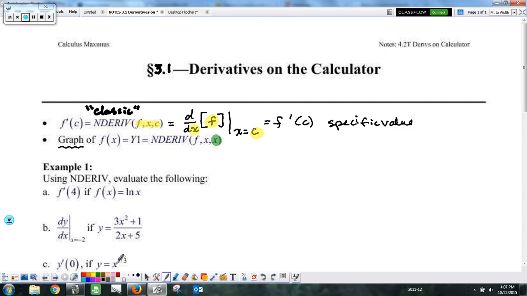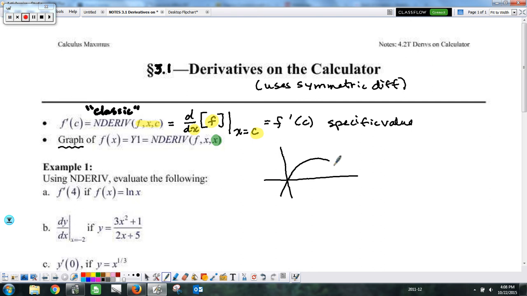Now remember that the calculator is using the symmetric difference quotient. Derivatives on the calculator use the symmetric difference quotient, and that is great because when we are calculating a derivative, like the example we were doing at x equal to 1, we want the slope of this tangent line. It uses points equidistant on either side, draws the secant line, and uses that secant line slope to estimate the slope of the tangent line that we're looking for.